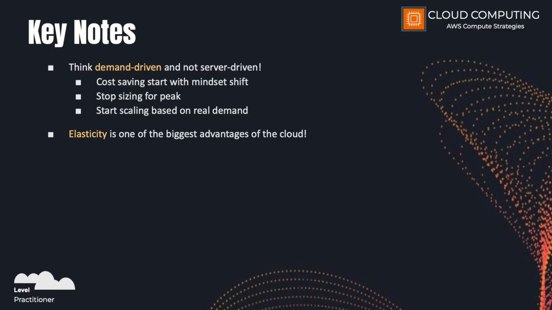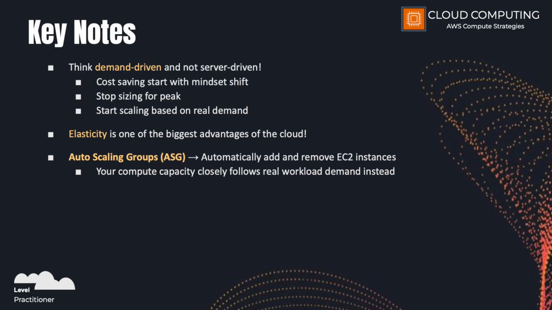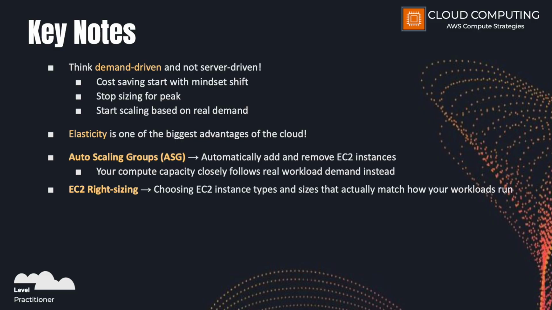Elasticity is one of the biggest advantages of the cloud. Please make sure you use it correctly. Auto-scaling helps you handle changing demand over time, and right-sizing makes sure each instance you run is actually the right size to begin with, and combined, they can help you avoid paying for idle or oversized capacity.